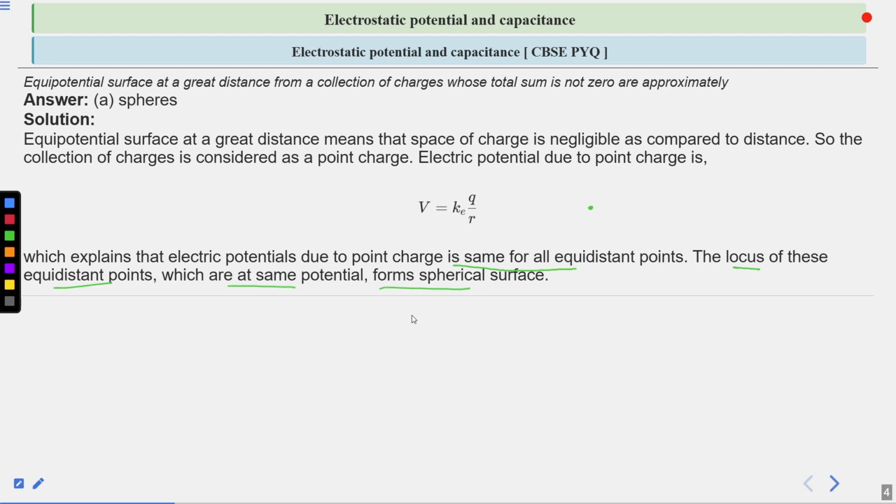We will assume a collection of charges as a point charge because we are analyzing this collection of charges at a great distance from it. The size of the charge collection is negligible compared to the distance, so we assume it as a point charge, and the potential for a point charge is this. After fixing this R and connecting all the points equidistant from this point charge, the locus of these equidistant points, which are at the same potential, forms a spherical surface. And this spherical surface is the equipotential surface for this collection of charges.